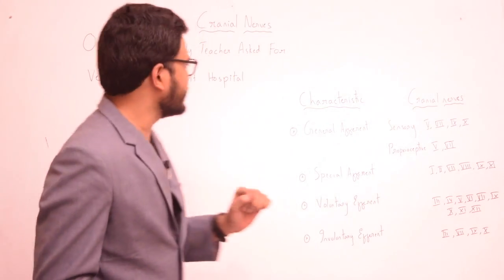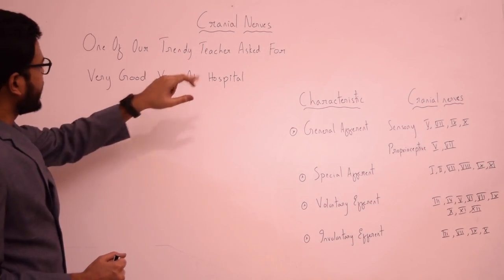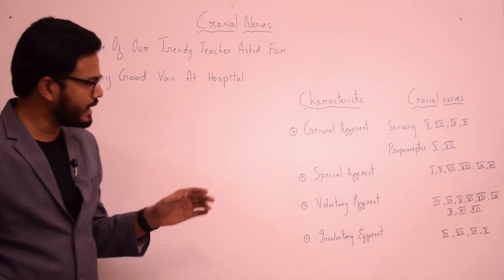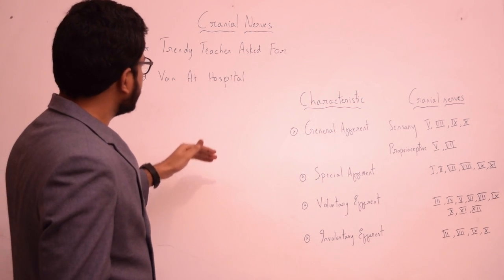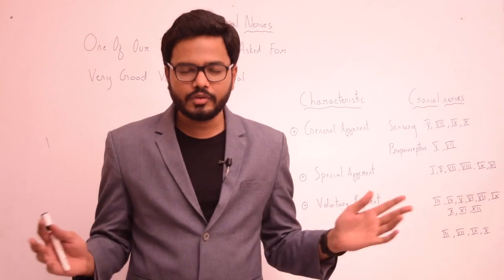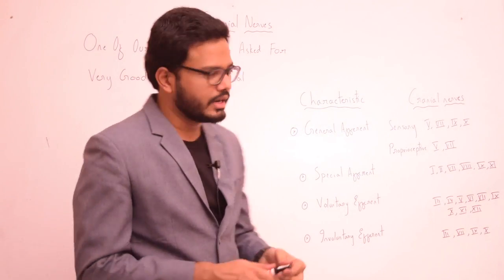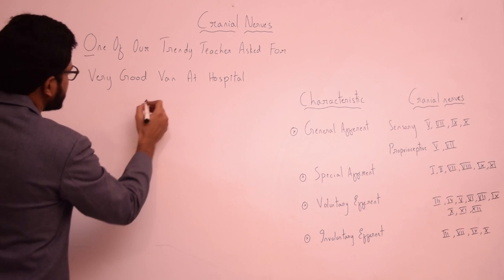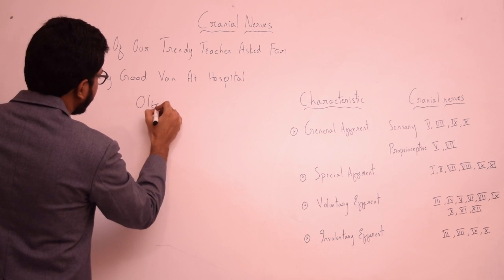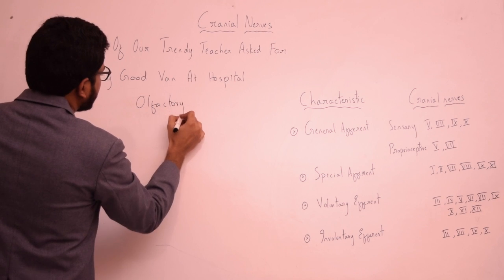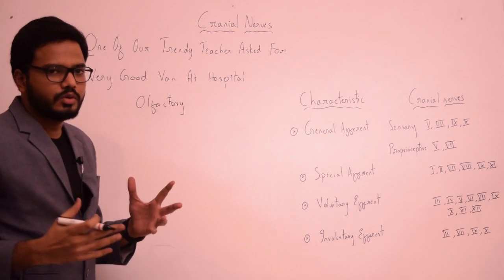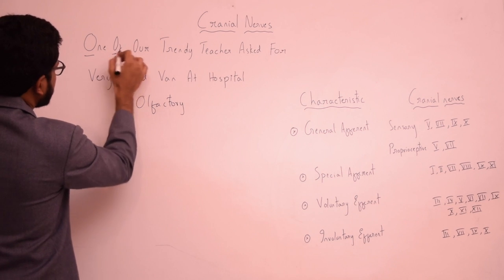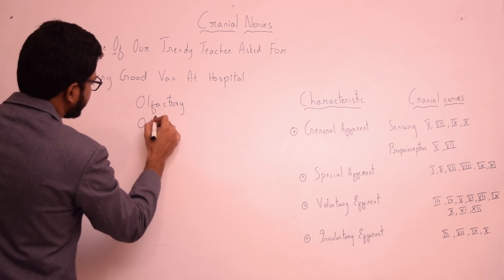So we have a mnemonic here. One of our trendy teacher asked for a very good van at hospital. If you can remember this mnemonic, we can easily write down or remember the sequence of various cranial nerves. By the way, we have 12 pairs of cranial nerves, right? Based on this mnemonic, the first O stands for olfactory. In factory there is production of goods, right? So goods are produced first. So olfactory comes first, and the second O stands for optic.